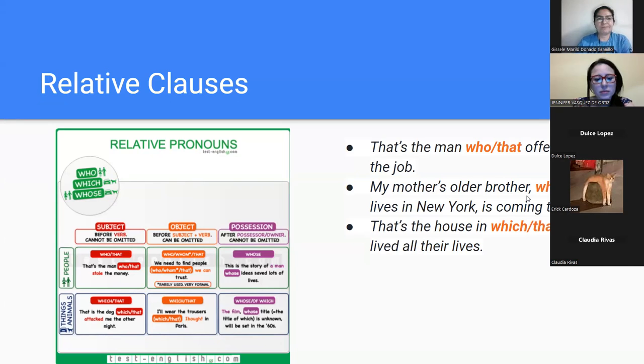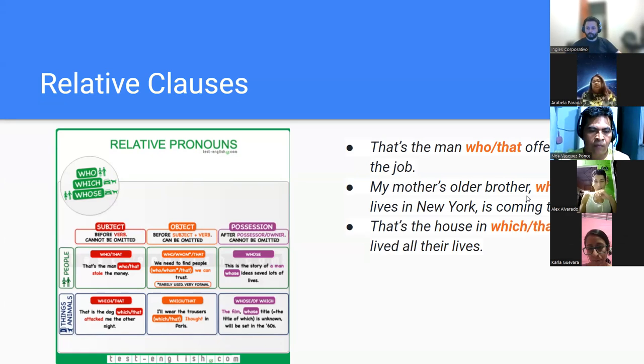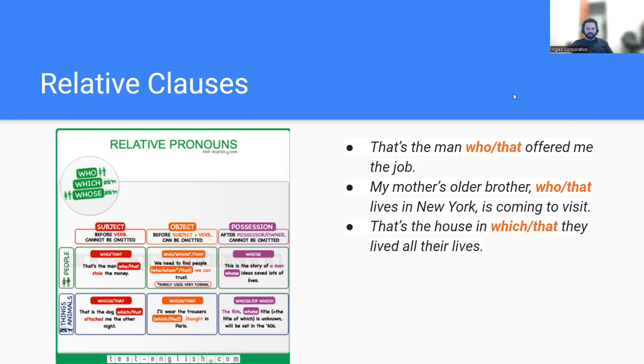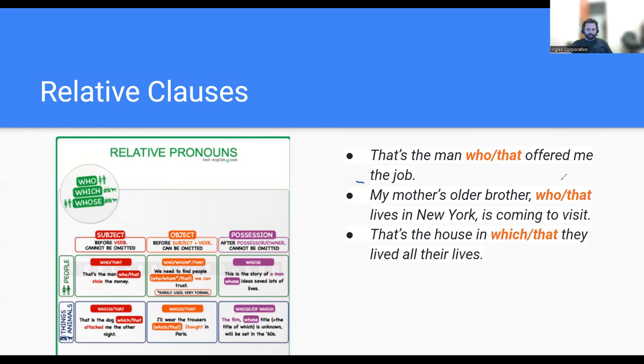I understand that we can use the relative pronouns to explain in a better way something, for example, we can use who or that. All right, good job. So to explain something in a better way. Does anybody else have another definition of a relative clause? Do you remember how to identify a relative clause? Like if you were to see the sentence that we have over here, how would you identify the relative clause here?